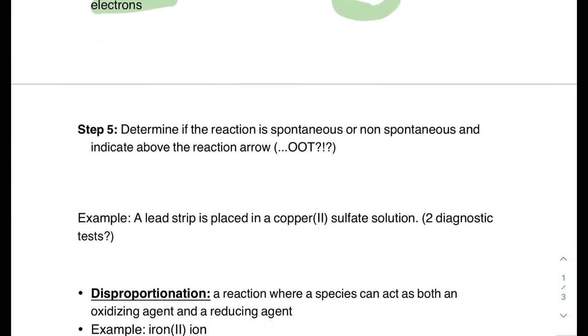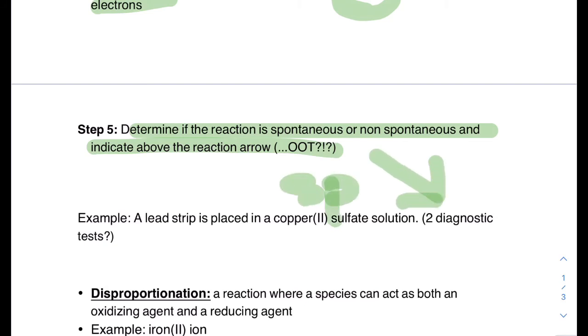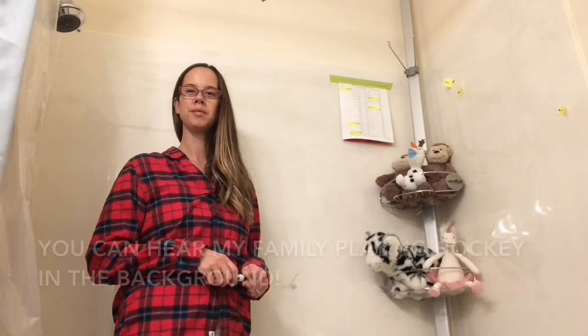And then finally, we're going to determine if the reaction is spontaneous or non-spontaneous by looking to see if the oxidizing agent is above the reducing agent. Then it is a spontaneous reaction. If our oxidizing agent is below our reducing agent, then it is a non-spontaneous reaction. So let's go ahead and look at the examples that I have for you today.